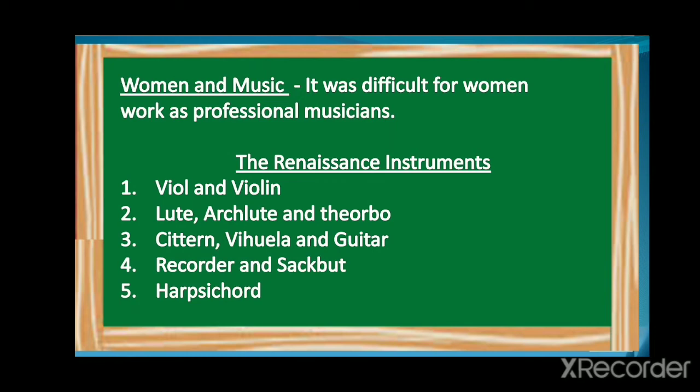The Renaissance instruments. We have: 1. the viol or violin, 2. lute, arc lute, and theorbo, 3. citern, viola, and guitar, 4. recorder and sackbut, 5. harpsichord. In viol and violin, the viol was an early version of the violin which produced a different sound. The violin has 4 strings, is played with a bow, and is associated with dance.